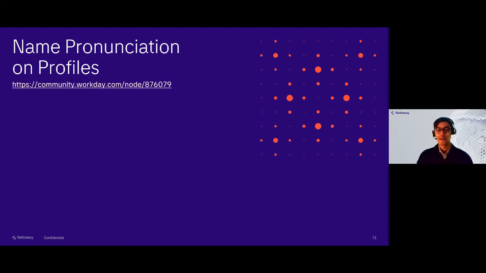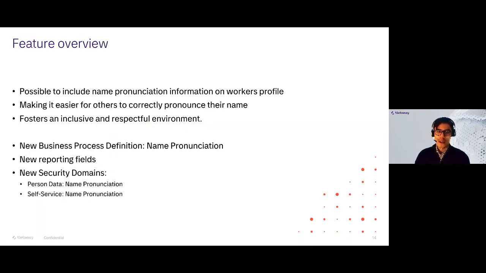Moving on to the next new feature, which is the name pronunciation on profiles. So it is now possible for workers to add their name pronunciation on their own worker profile. This is to improve and foster an inclusive environment, especially within global organizations where local names can be pronounced differently. What is new is a new business process definition called name pronunciation. Also new reporting fields added, as well as new security domains to secure the name pronunciation fields.